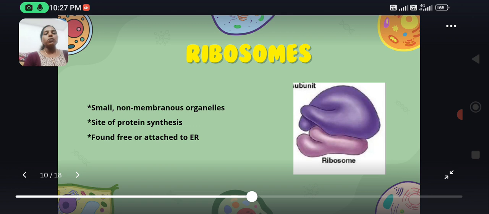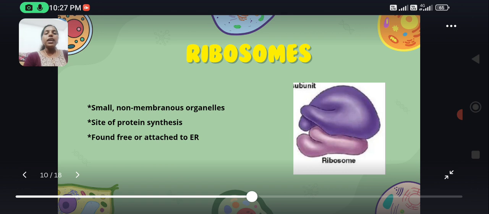Next one is ribosome. The main peculiarity of the ribosome organelle is that they are small and they are non-membrane cell organelles. We discussed a lot of cell organelles in this video. So what is the peculiarity of this ribosome? They are non-membranous. They have no membrane structure. That is the site of protein synthesis.